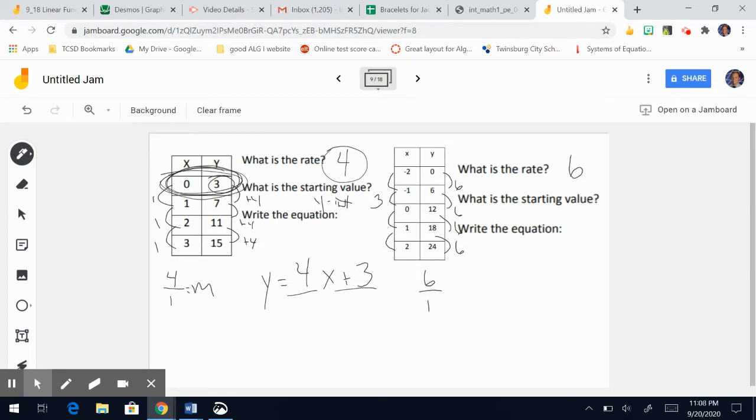What's our starting value? We're looking for x as 0 because we're not moving left or right. We're just moving up or down on that y-axis. So our partner here is 12. So we write our equation, y equals, fill in our blanks. Remember, rate of change goes first, and then our y-intercept goes second.